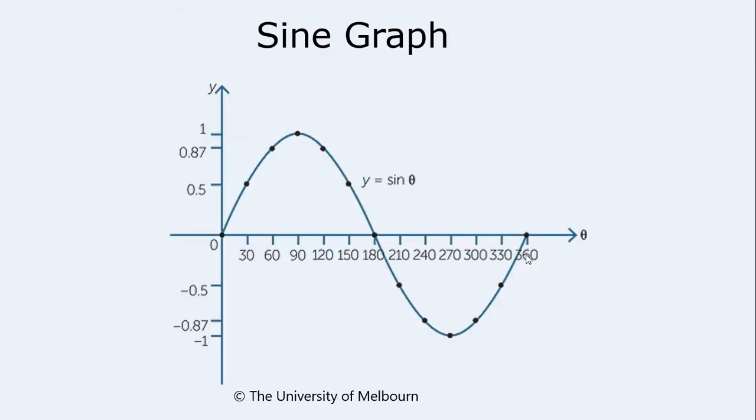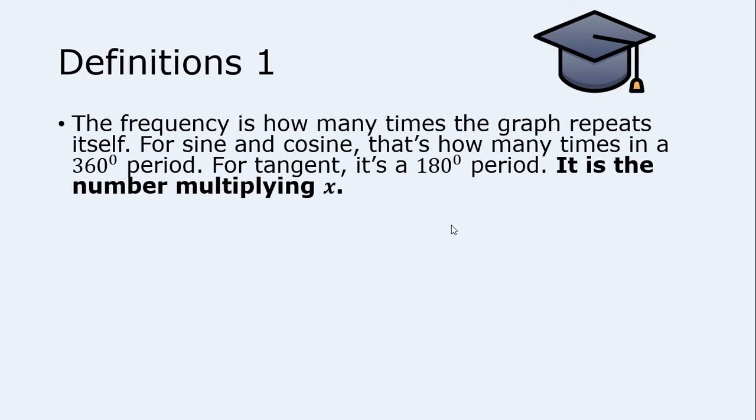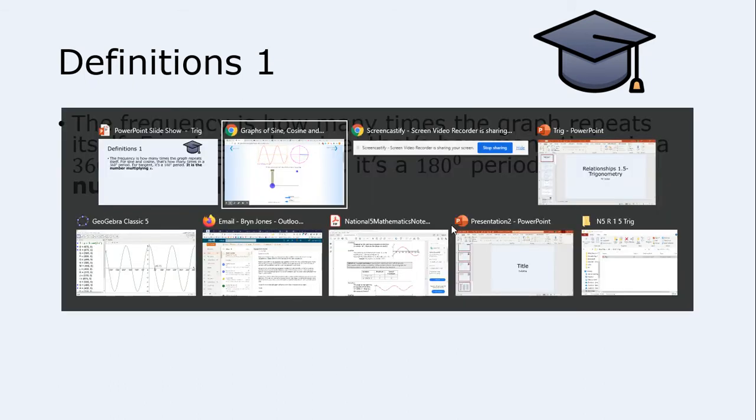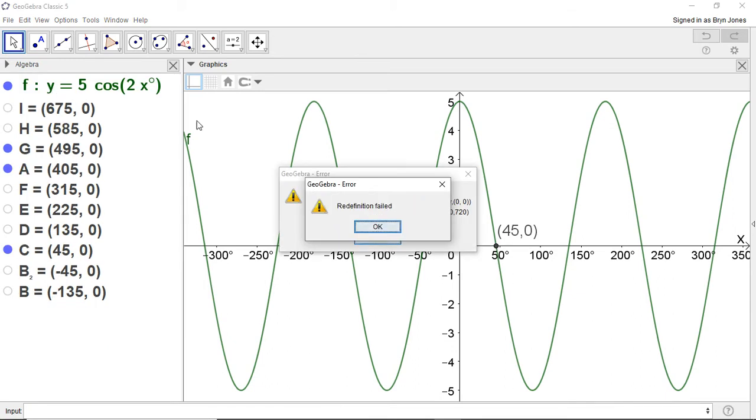So let me show you this. How many times does this sine graph repeat itself in a 360-degree period? Well, it just does it once. Okay, so it doesn't repeat itself. It's simply once. Okay, so it has a frequency of 1 here, but we can play around with that. Okay, so if I start doing some plotting myself, what I'm going to do here is plot the graph y equals sine x. Okay, and then we'll play around with that.